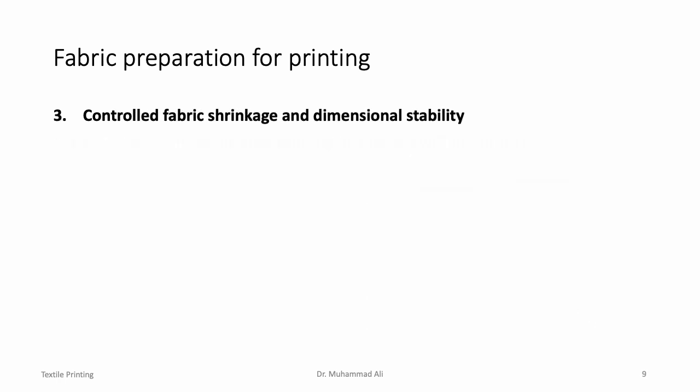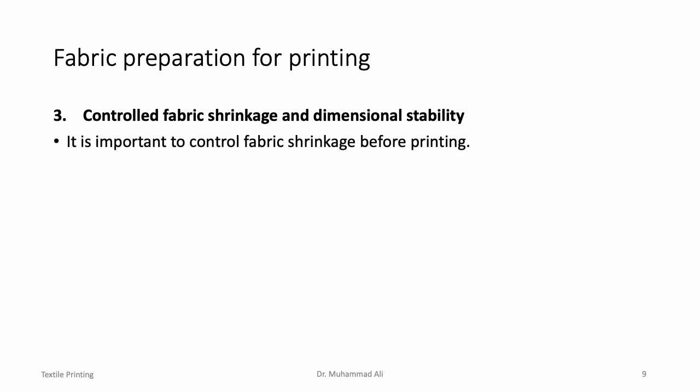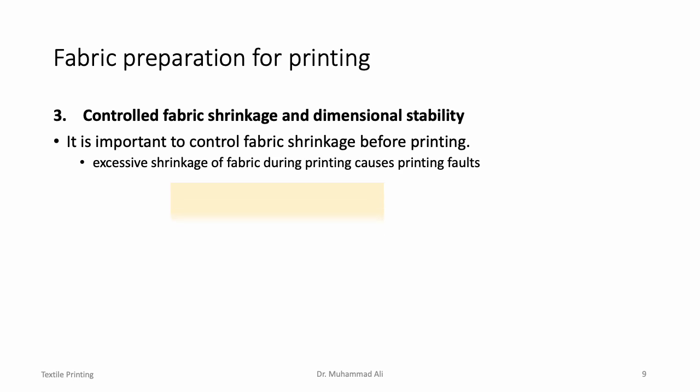The third important requirement to be fulfilled in fabric preparation for printing is to control the shrinkage of the fabric and to improve its dimensional stability. This is because excessive shrinkage of the fabric during printing can result in printing faults. Now let's again try to understand this point with the help of some images.